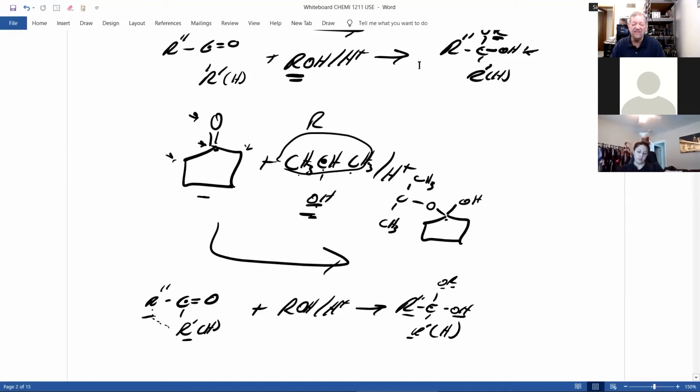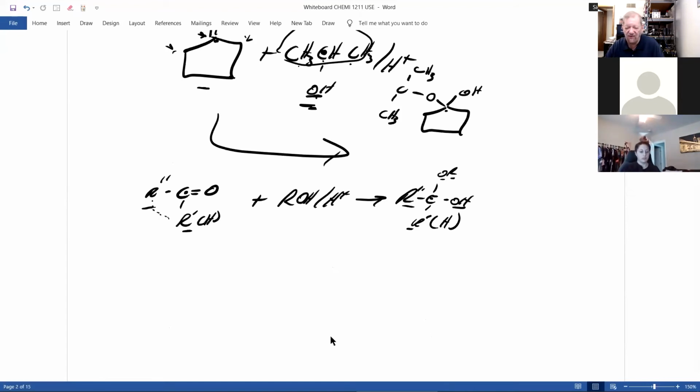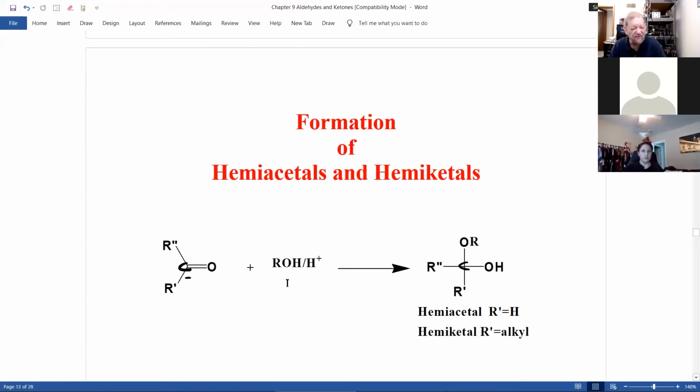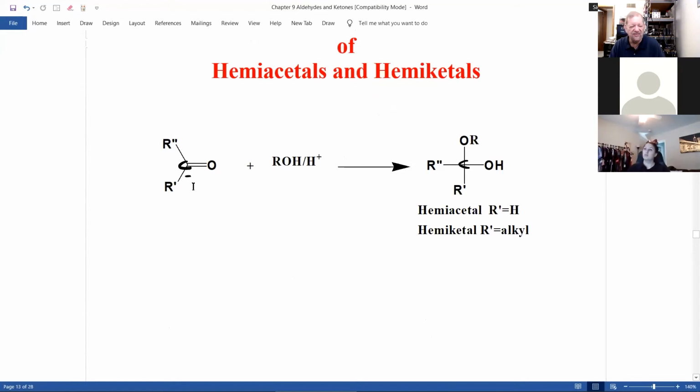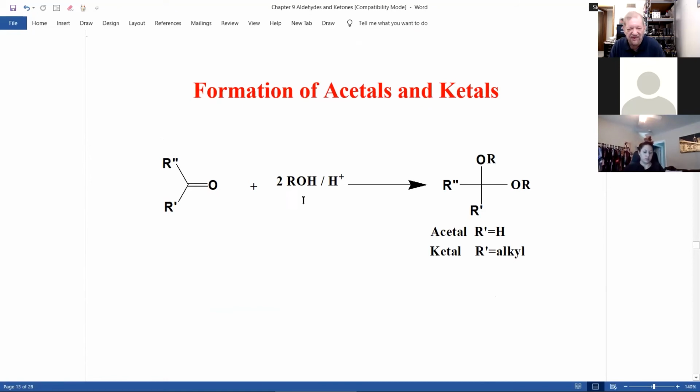And that's how you make, and if we look down here, I'll never ask on a test, when R prime is H, that's called a hemiacetal. When R prime is carbons, that's called a hemiketal. Well, if you look at this reaction, notice we reacted the ketone or aldehyde with one molecule, or otherwise known as 1 mole of alcohol. What happens if you do it with 2? And this is the formation of acetals or ketals.